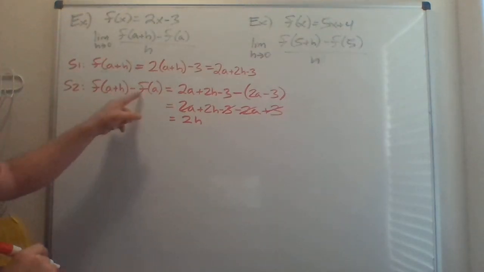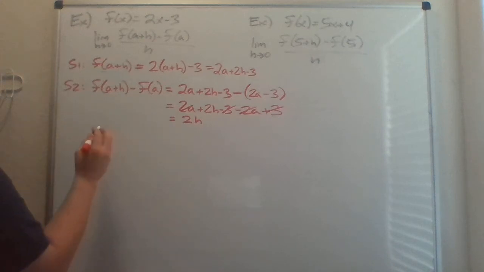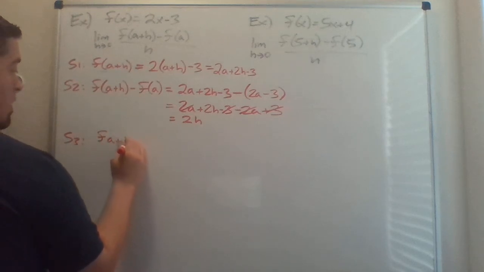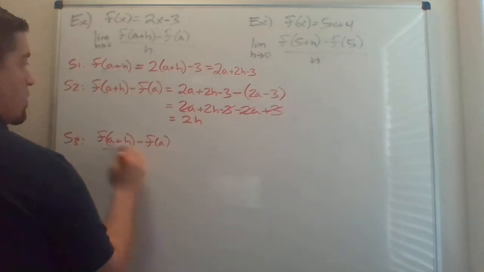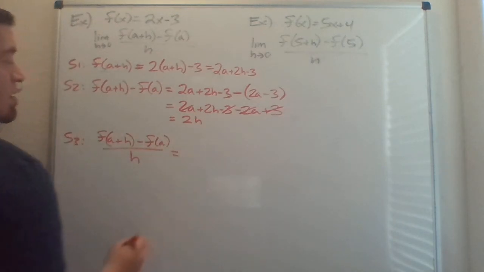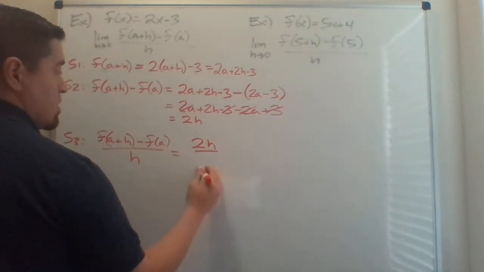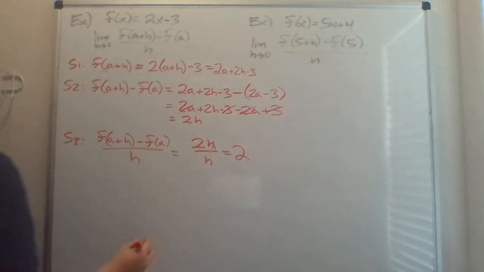We did f of a plus h minus f of a. Step 3, we're going to do f of a plus h minus f of a, now divided by h. Well, we already have all this. That's step 2. That's 2h. Divided by h is, the h is cancelled, so you get 2. So step 3 is done.